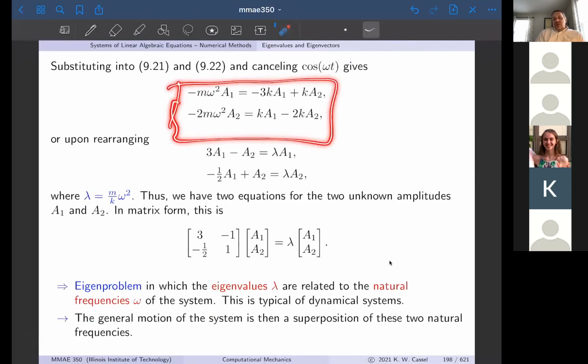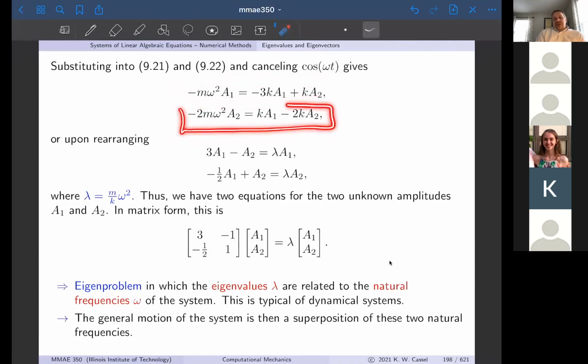And the reason why there's no cosines left is because every term has a cosine omega t in it. So I can just lop those off. I can cancel all the cosine omega t terms, and then my first differential equation results in this algebraic equation, and my second differential equation results in this algebraic equation. And you look at that and say, well, I don't know what that means. Well, let's rearrange it a bit and make it a little bit more obvious.